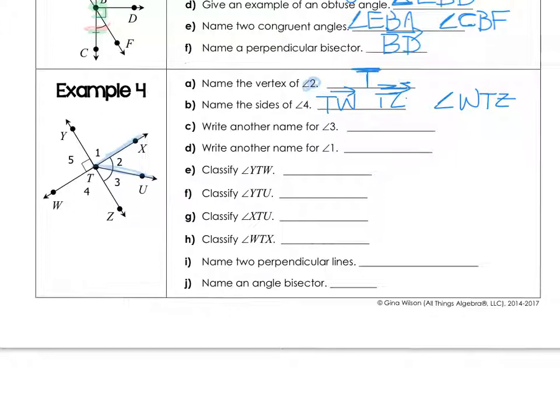Another name for angle 3 could be angle UTZ or angle ZTU. Another name for angle 1, angle YTX.